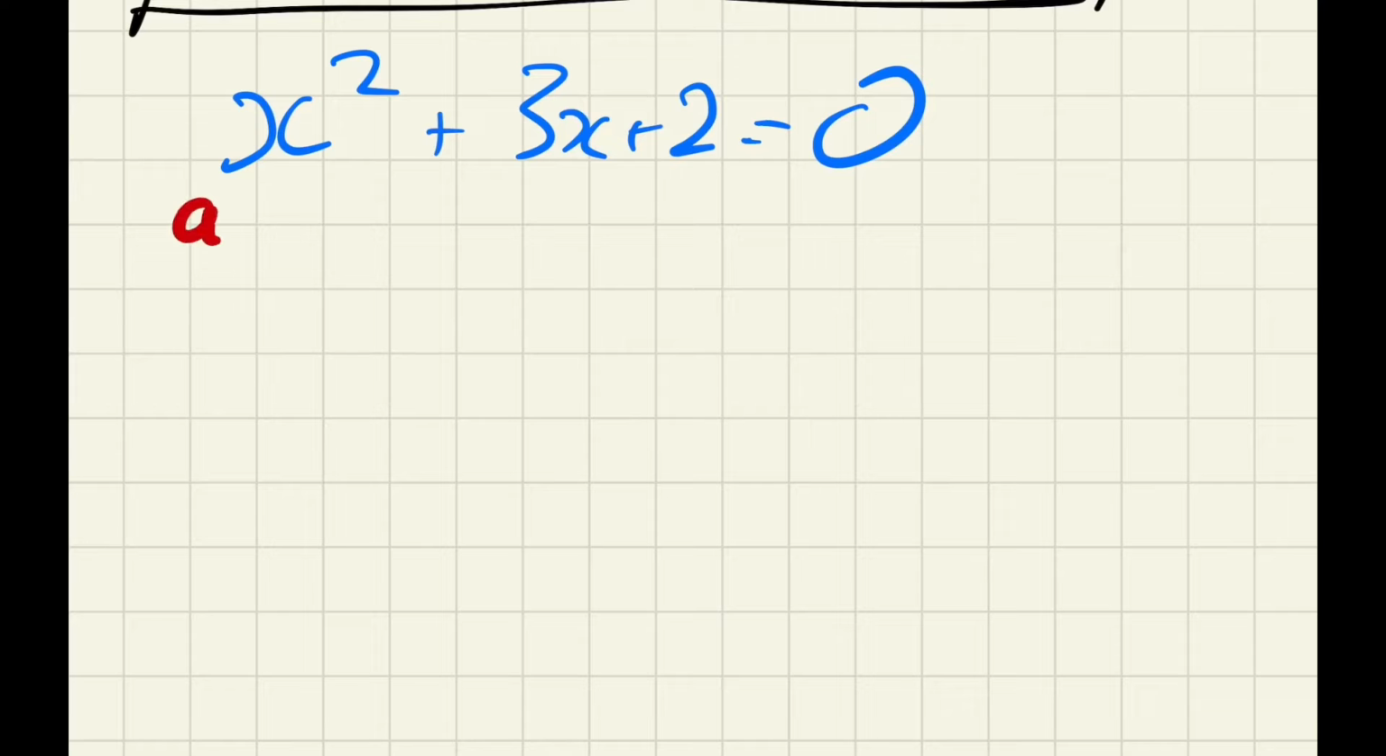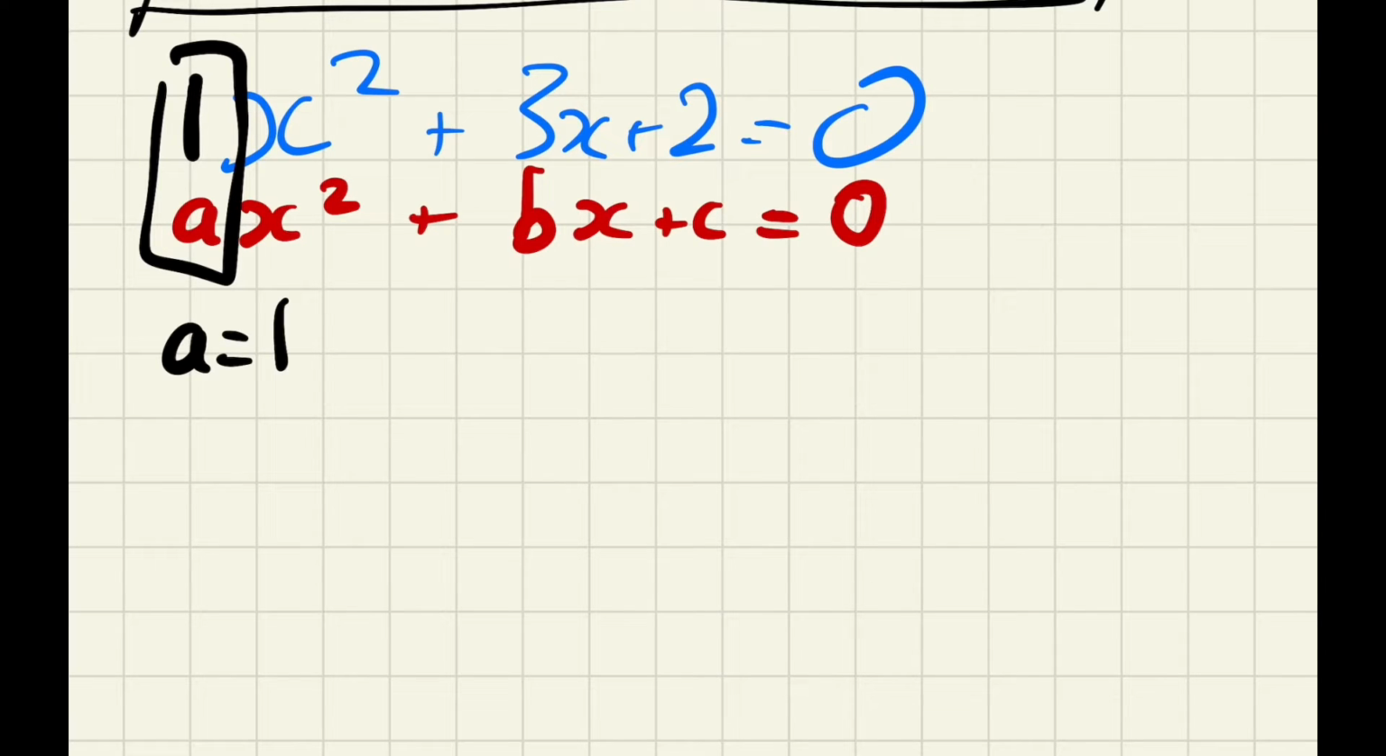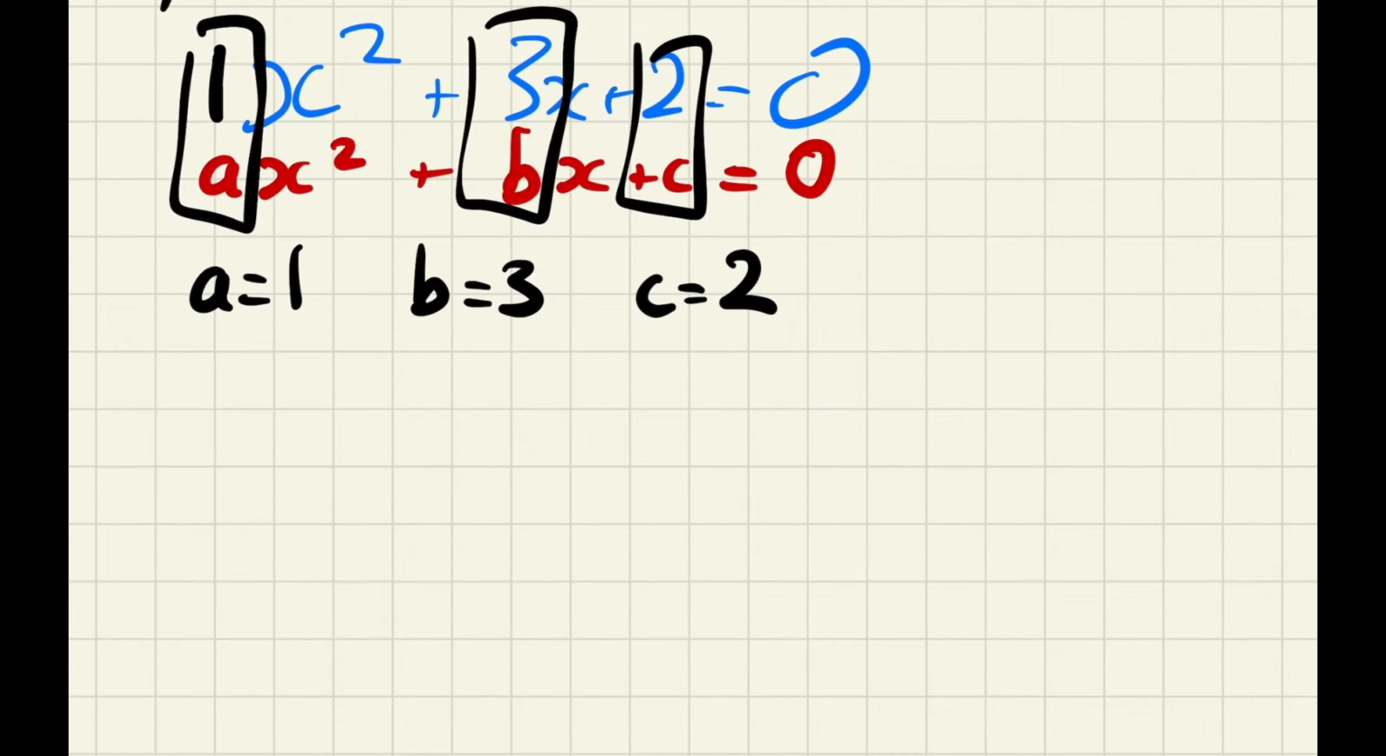So here it's really helpful to write our template equation underneath, which will help us with identifying what a, b and c are equal to. So here we can see that a is going to be equal to 1, because just having x squared is the same as just 1x squared. b is going to be equal to positive 3, and c is going to be equal to 2. Then what we do from here is we substitute these values into our quadratic formula.